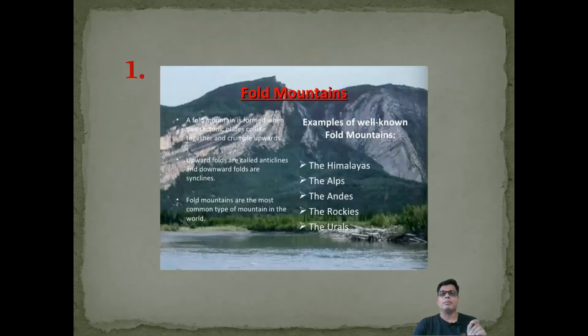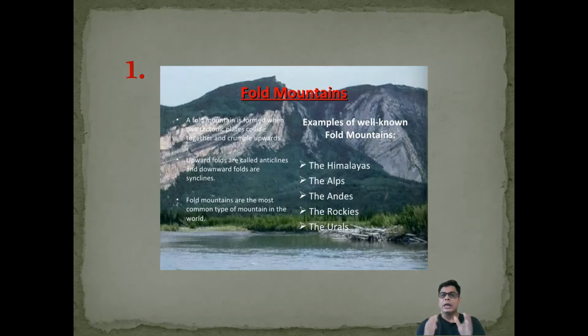First, the fold mountain. What is a fold mountain? A fold mountain is formed when two tectonic plates collide with each other and the crust crumples upwards. Perhaps you know our earth's surface is divided into a number of plates: 7 major plates and 20 minor plates. What are the 7 major plates? The North America plate, South America plate, Eurasian plate, African plate, Asian plate, Antarctic plate and Pacific plate. These are the major plates, and the 20 minor plates include the Nazca plate and Japan plate.